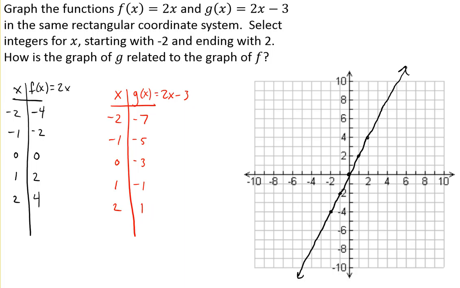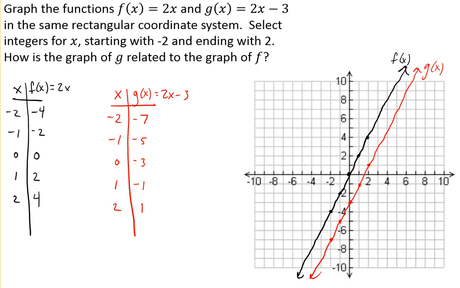So let's go ahead and plot those points. It's -2, -7, -1, -5, 0, -3, 1, -1, and 2, 1. And again, we see those are lined up, so we'll go ahead and connect them with a straight line, and that'll be the graph of g.